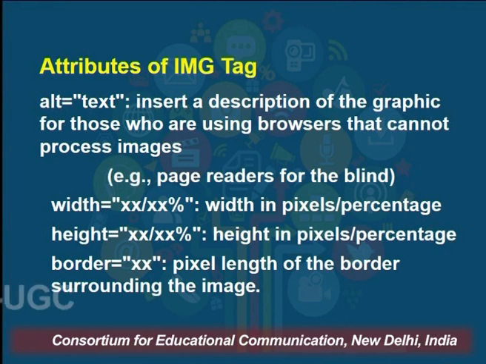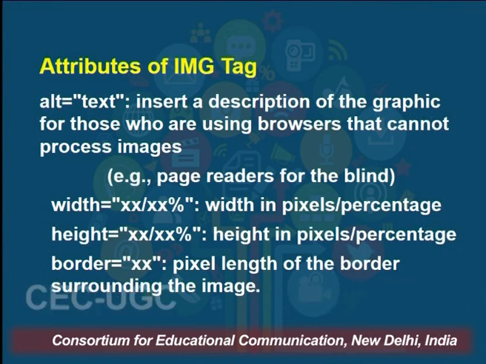Then if you want, you can also have a border around your image. The border can be specified in the form of pixels. So you can write border is equal to 3. So a border of 3 pixel width will be surrounding your image, right?